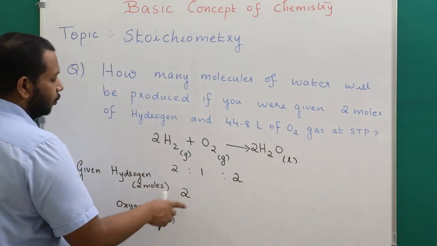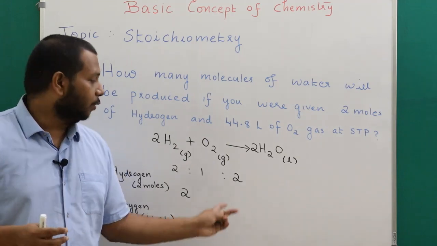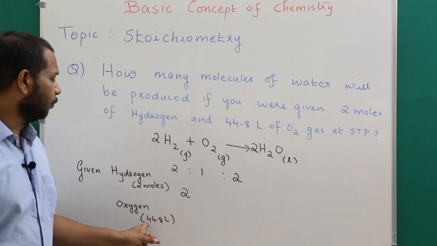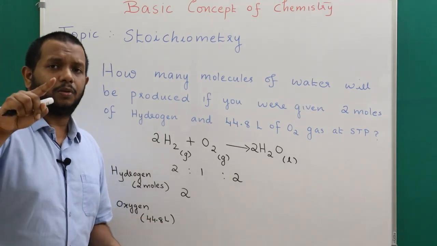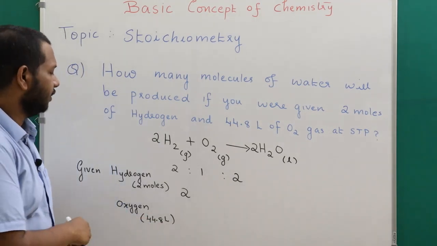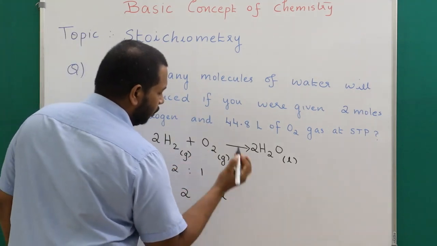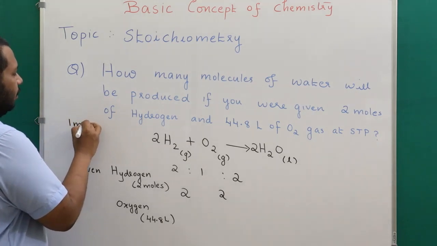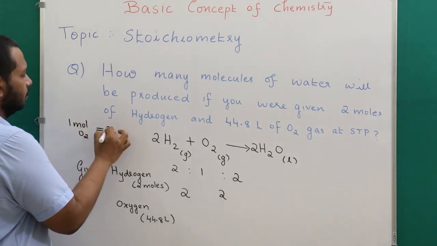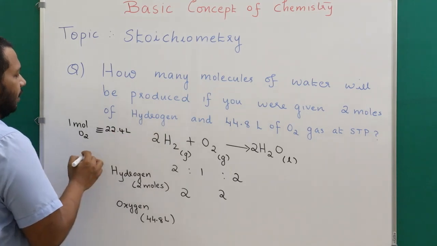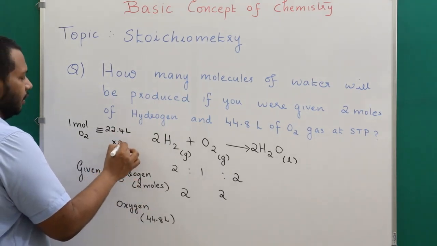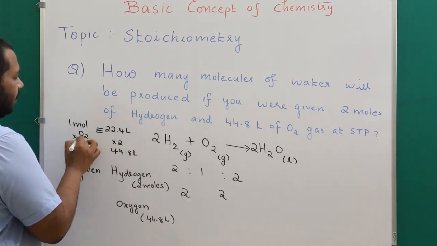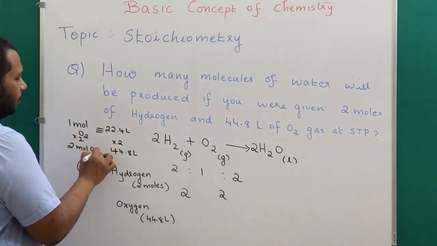Next, oxygen is given as 44.8 liters, sir. Then what do we need to do? Convert that into number of moles. I know that 1 mole is 22.4 liters. So 22.4 into 2 is 44.8 liters. So I know that oxygen is 2 moles. If you are still not knowing, please write it here as such: 1 mole of O2 is equal to 22.4 liters at STP. So for 44.8 I should multiply by 2. Then this becomes 44.8 liters. Here also multiply by 2. So this becomes 2 moles of oxygen.